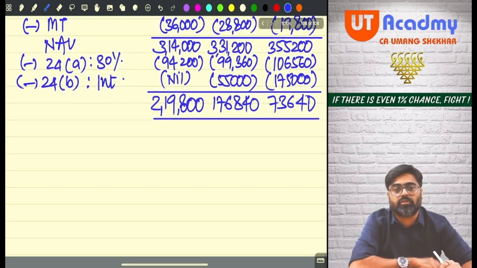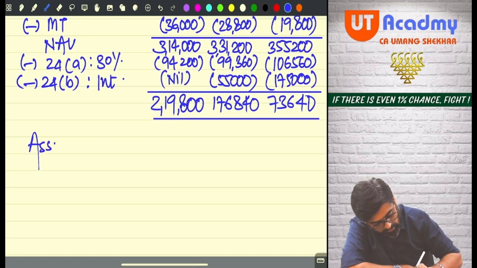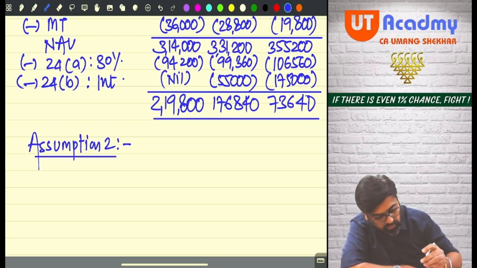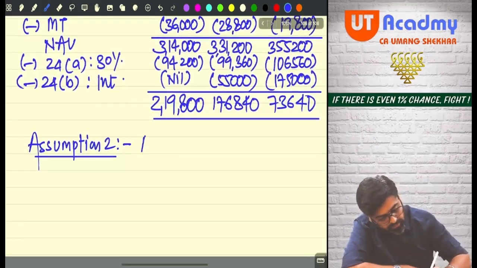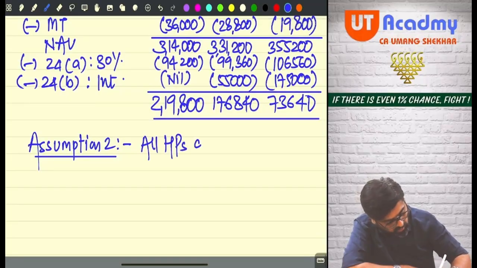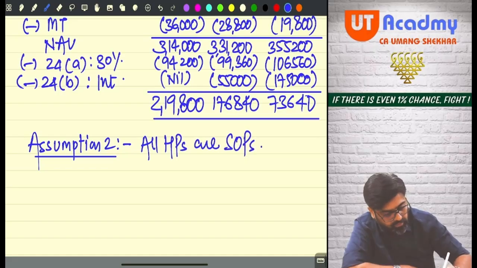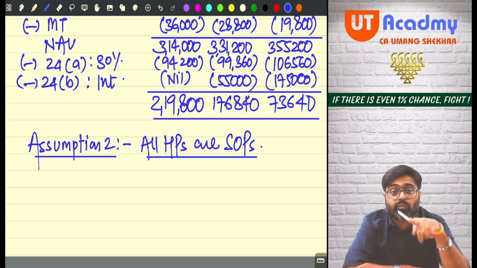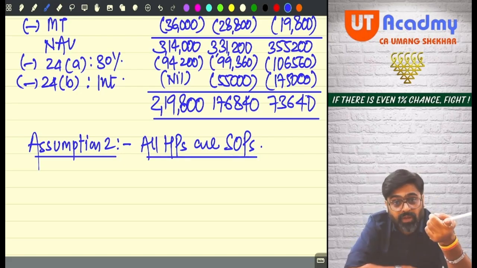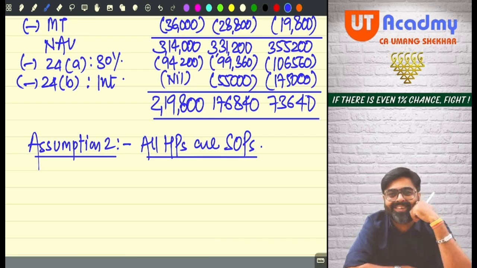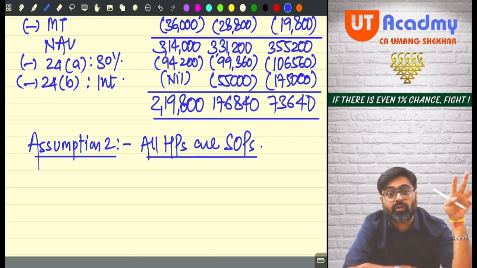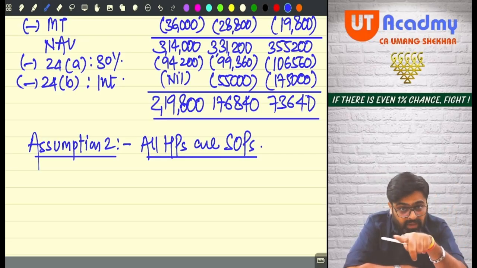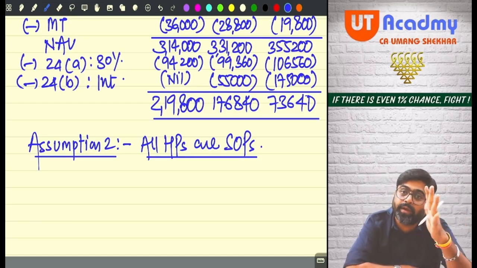Now the second calculation you are supposed to do: assumption number 2. Assume that all house properties are SOPs. And wait, now here also you are supposed to make two assumptions. If all house properties are SOP, you are either following 115BAC or you are not following 115BAC. If you are following 115BAC, then for these house properties, the income will be nil. No interest deduction.